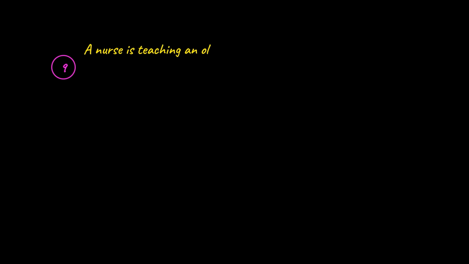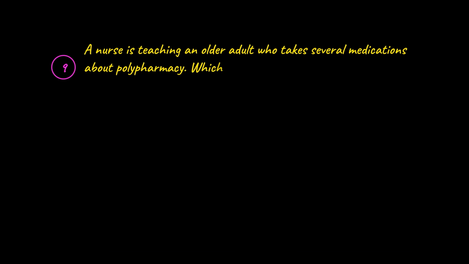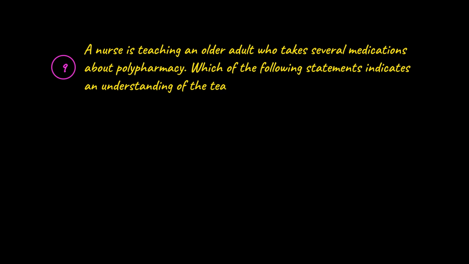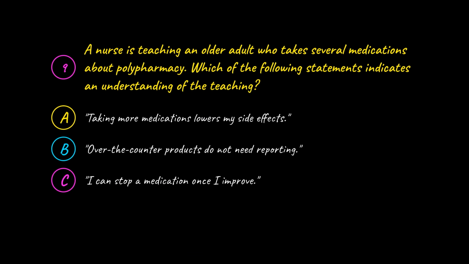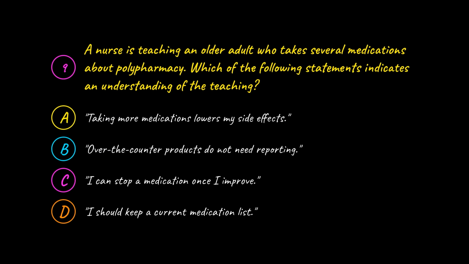Question 9. A nurse is teaching an older adult who takes several medications about polypharmacy. Which of the following statements indicates an understanding of the teaching? Your options are A. Taking more medications lowers my side effects. B. Over-the-counter products do not need reporting. C. I can stop a medication once I improve. D. I should keep a current medication list. Which one is it? Pause the video if you need more time.